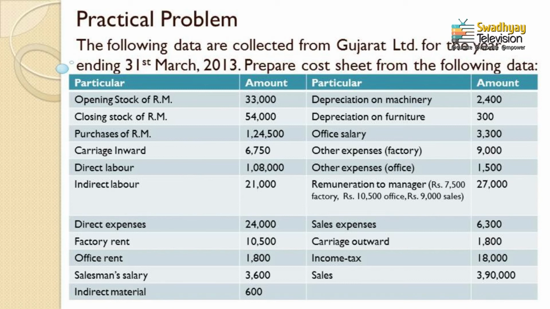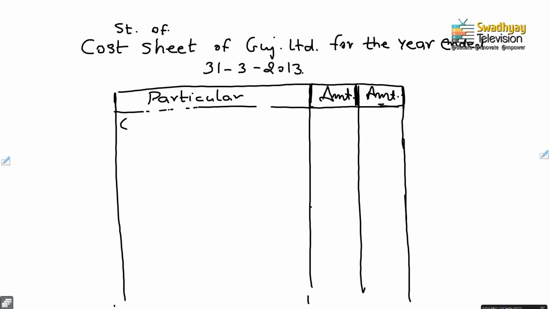Okay, now we'll move to the next part, and that is the last part of this question. As we already found out the cost of production so far. Fine, as we already found out, the last answer is cost of production.